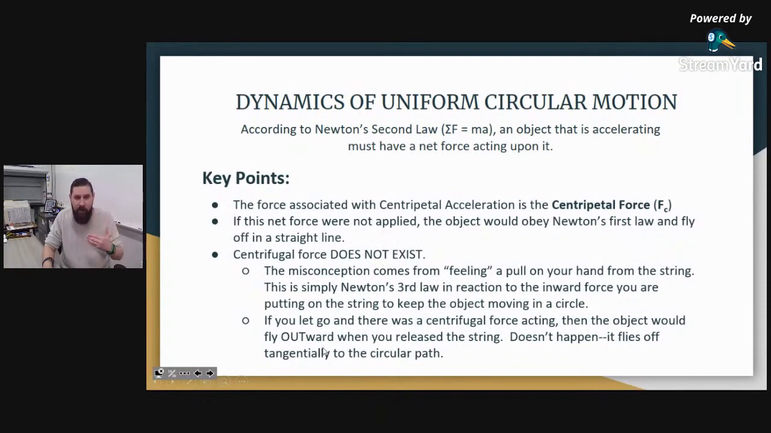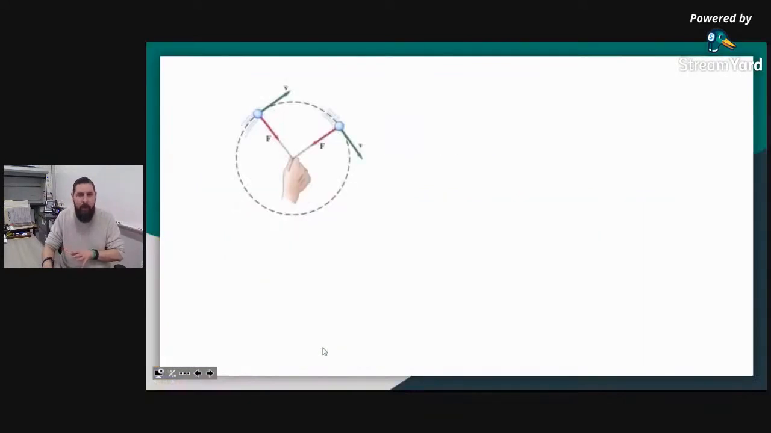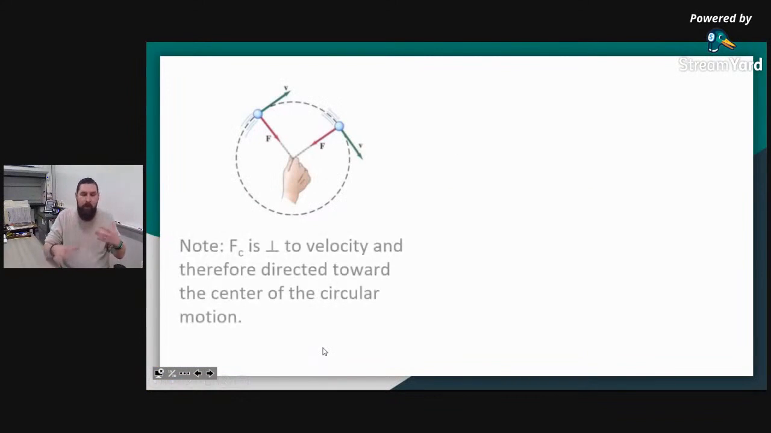Okay? So moving on to kind of summarize these key points. First off, when we look at force centripetal, F sub c, because it's along the same vector component as our centripetal acceleration, it is also going to always be perpendicular to the velocity vector anywhere along that circular path. So as you can see in this, force centripetal is perpendicular to velocity, and therefore directed towards the center of the circle, or center of circular motion, anywhere along that circular path.